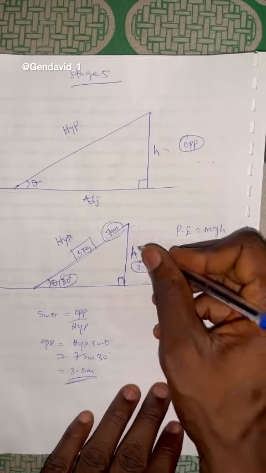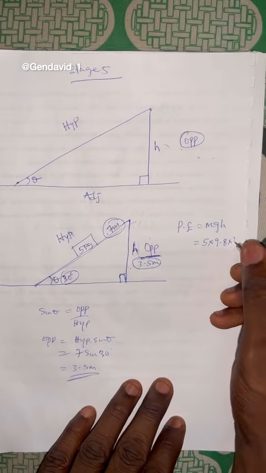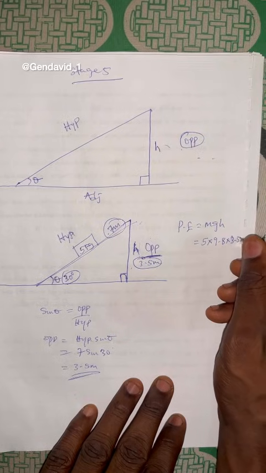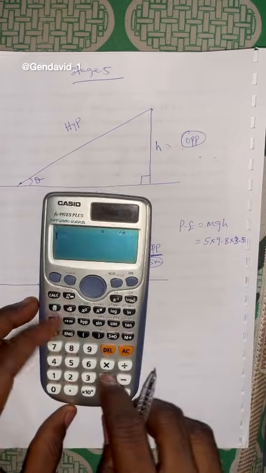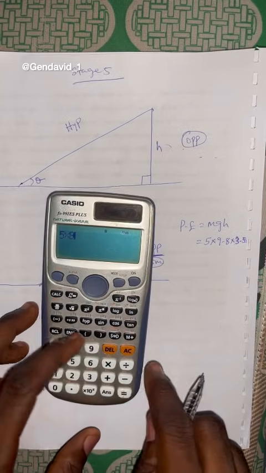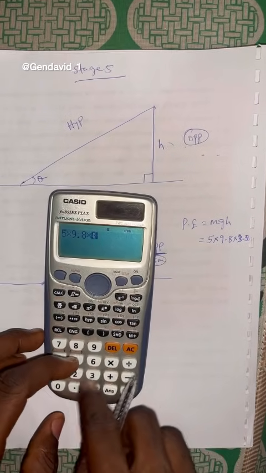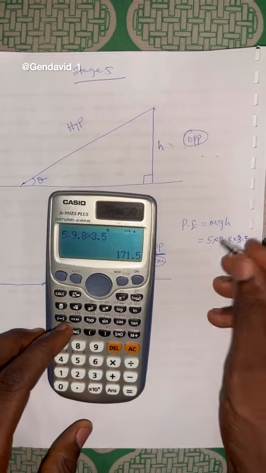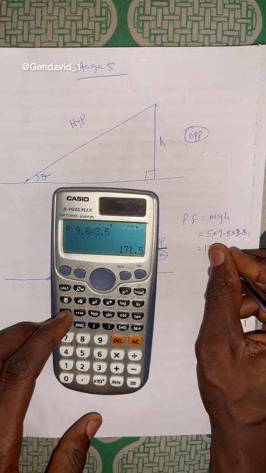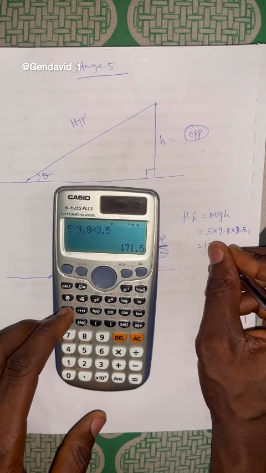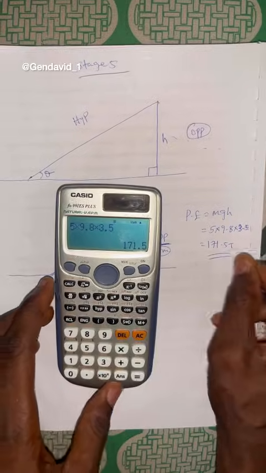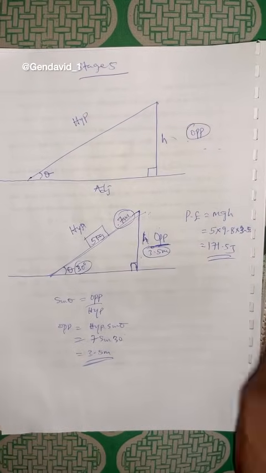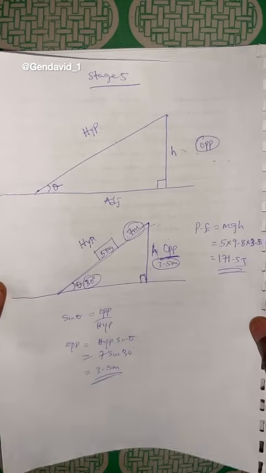So the height, and this opposite is the height. So the height that you are going to use here is 3.5 in meter. So when you now multiply everything, we have 5 multiplied by 9.8 multiplied by 3.5. That is when you are going to get the potential energy, which is 171.5 joules. So that's how to calculate. Now let's go to, I'm still on stage 5.